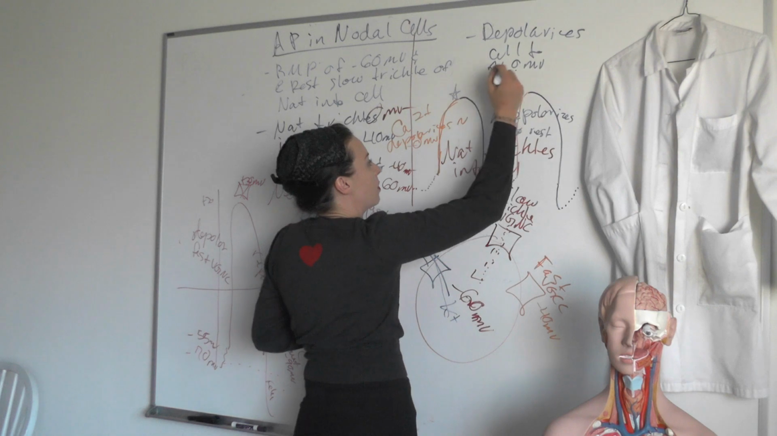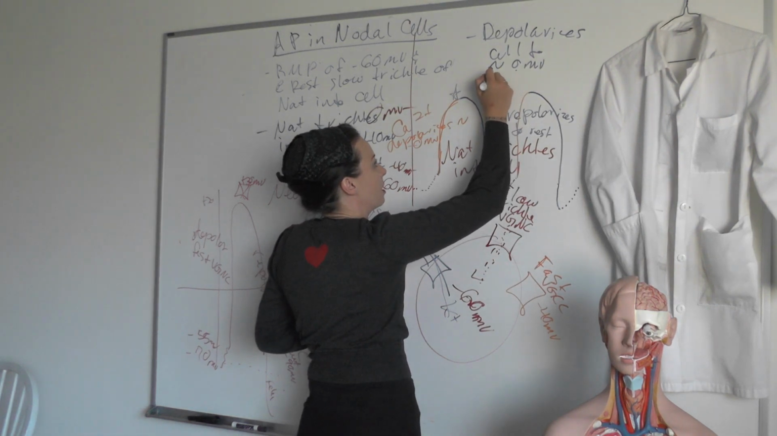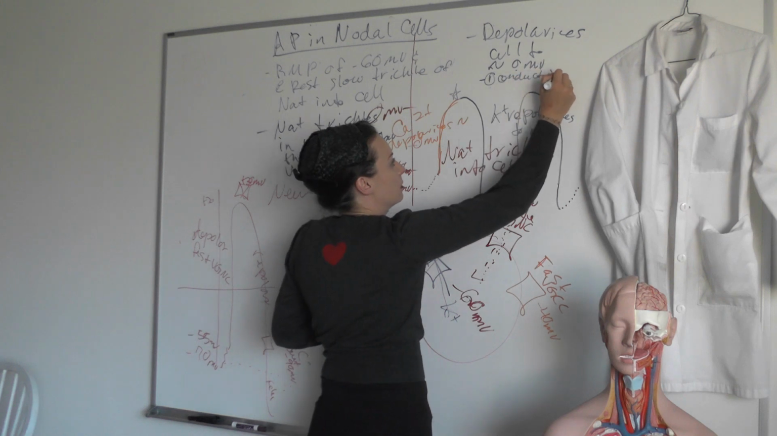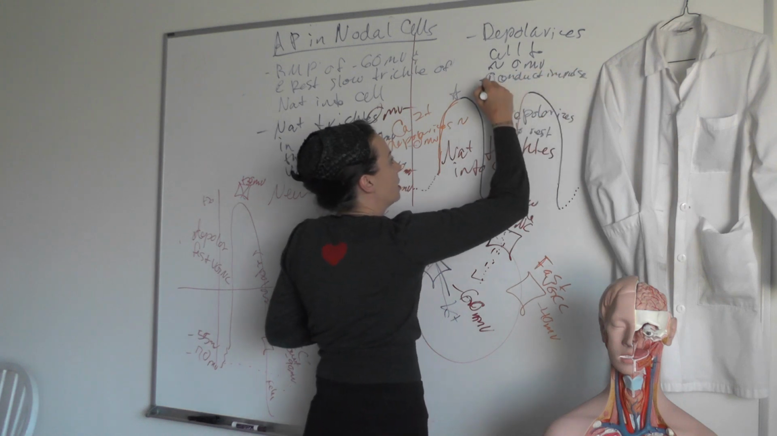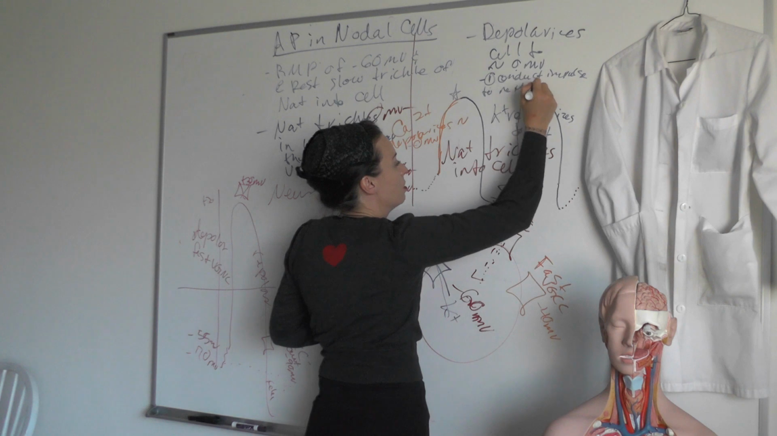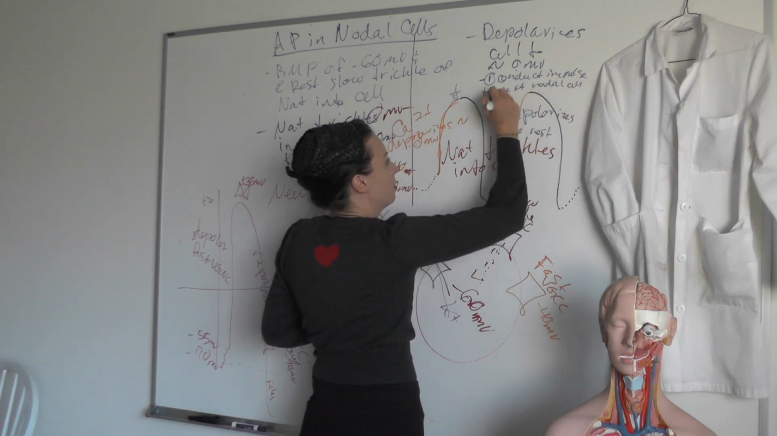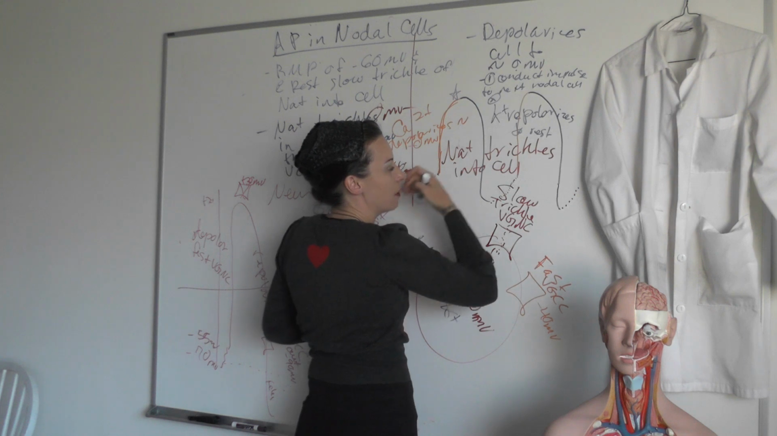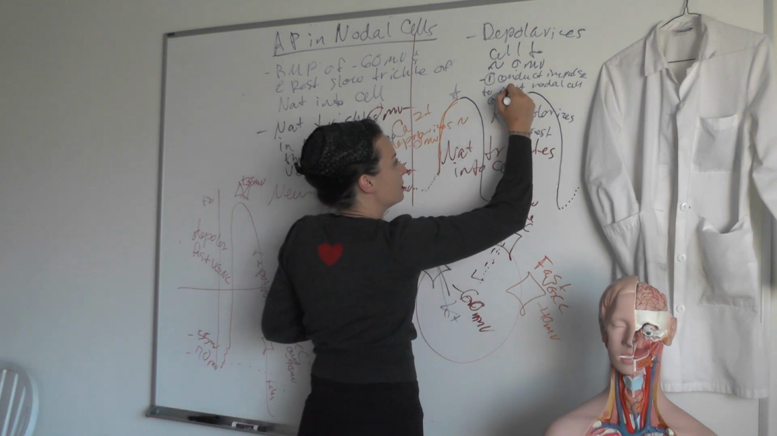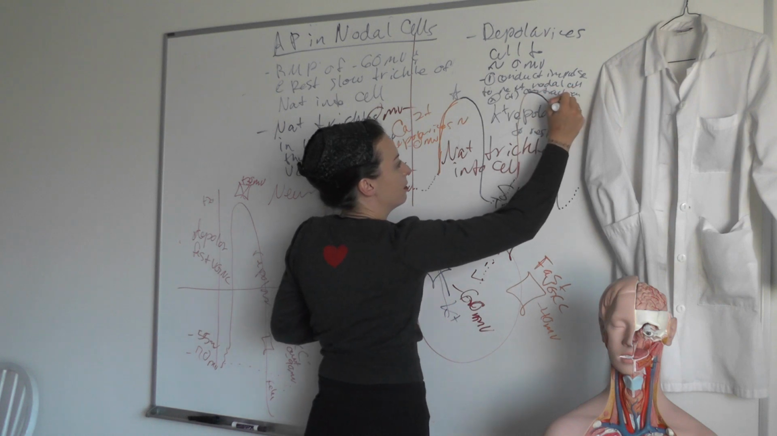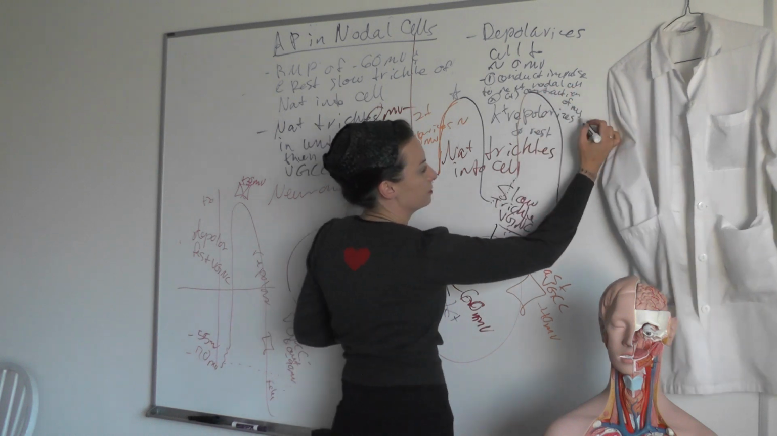So at 0 millivolts, the 0 millivolts is going to, number 1, conduct the impulse to the next nodal cell. And number 2, it's going to stimulate contraction of our myocardiocytes.